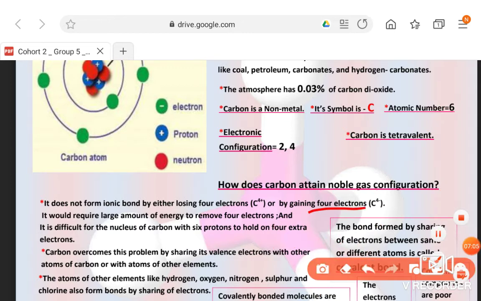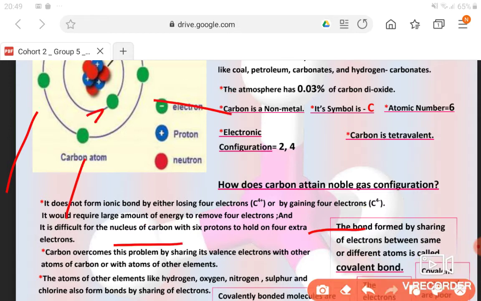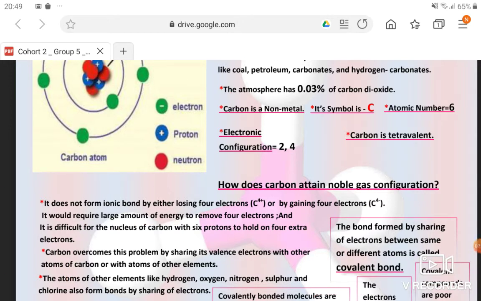Also, losing 4 electrons requires very much energy to get these electrons out of the force of these protons. It requires very much energy, so it cannot lose 4 electrons either. So what should it do?